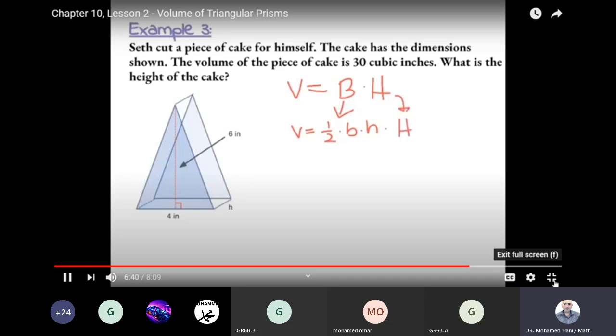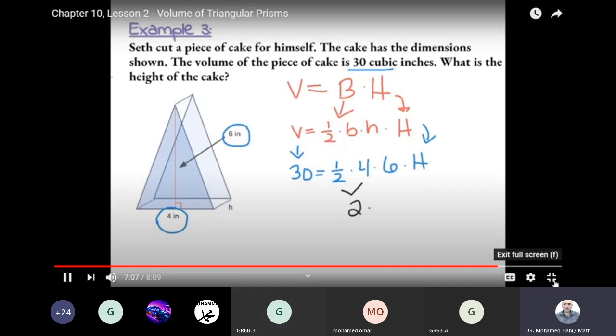So let's fill in any given information. So we know that the volume is 30, so we can replace V with 30 equal to 1/2 times the base of the triangle, which is 4, times the height of the triangle, which is 6. So the only missing piece of information is the height of the prism, which is H. So now we can start simplifying. 1/2 times 4 gives us 2. Bring everything down.